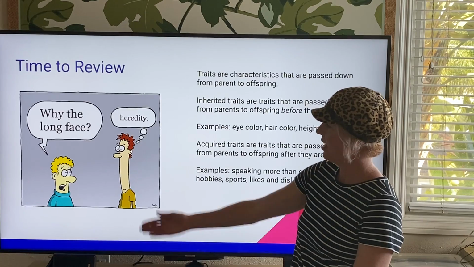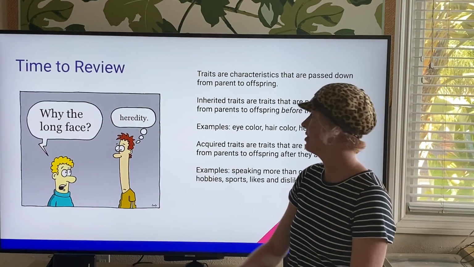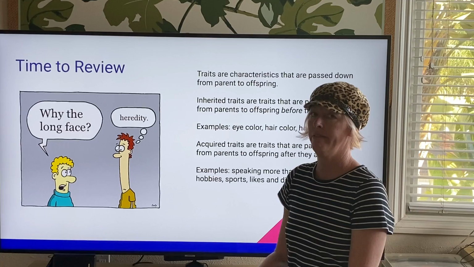And then this guy says, why the long face? And this guy says, heredity.